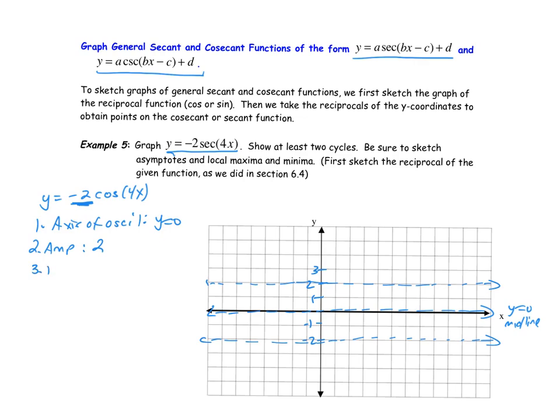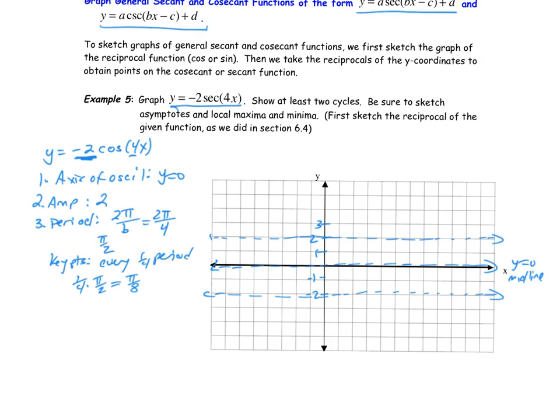The next thing I want to know is the period, because that will help me set the scale for my x-axis. So the period for cosine is 2 pi, which is the period of the parent function, divided by b. In this function, b is 4. So the period is going to be pi over 2. And key points are going to occur at intervals of every 1/4 period. So that'll be 1/4 times pi over 2, which is pi over 8. So when we set the scale on the x-axis, pi over 8 is going to be a helpful unit to use. The next thing we want to know is the starting point.